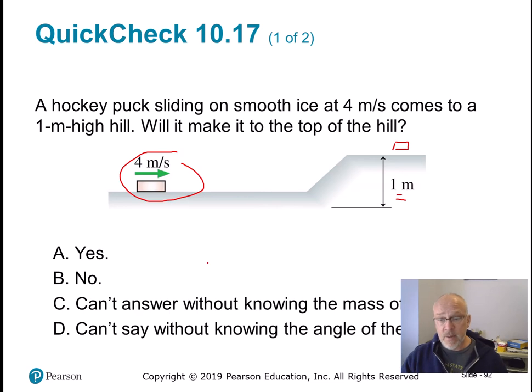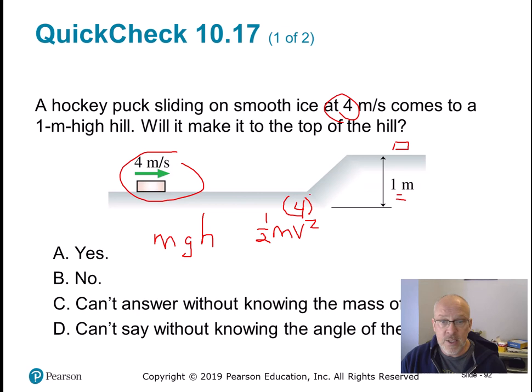Well, you can't just guess at that one, right? You can't just look at it and say, oh, well, I think that's going fast enough. You're going to need to do a little calculation. So what is it? Well, you've got mgh, the potential energy that's necessary, that's going to have to come out of it. You have to give it that much potential energy. It's 1/2 mv squared. So the velocity is 4 meters per second. So if we put that in there and square it, the mass goes away.